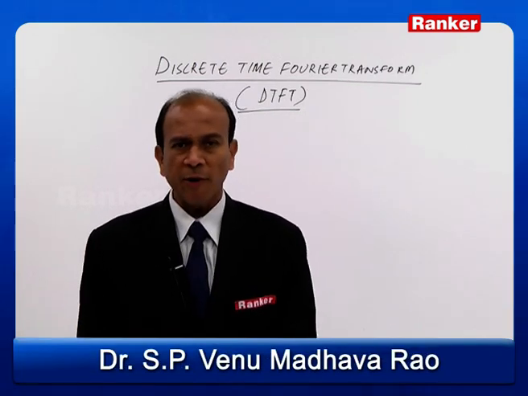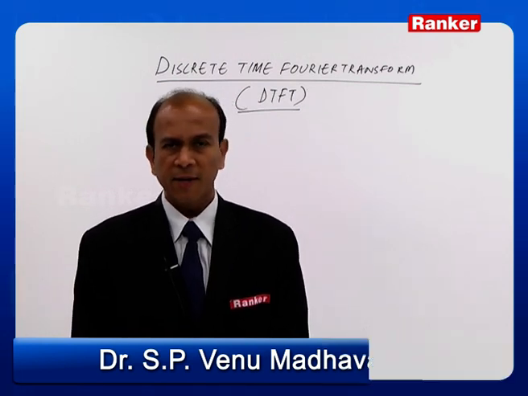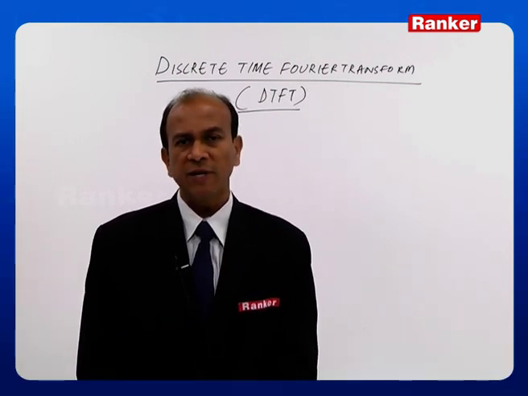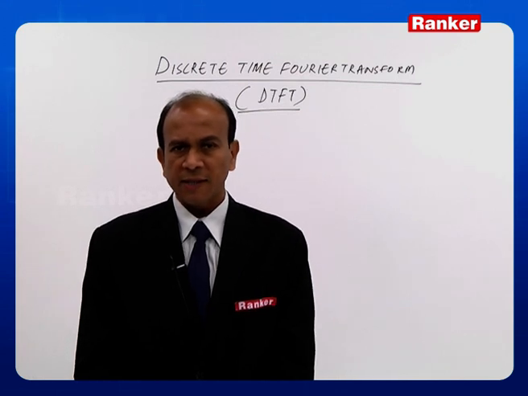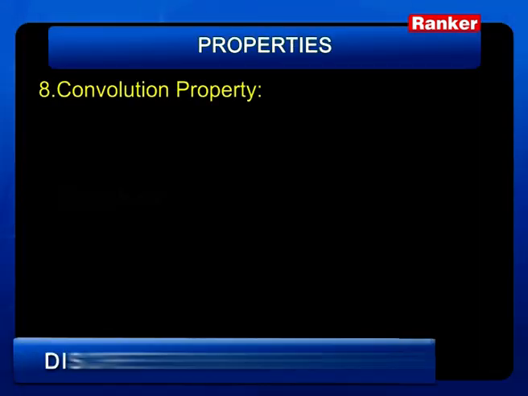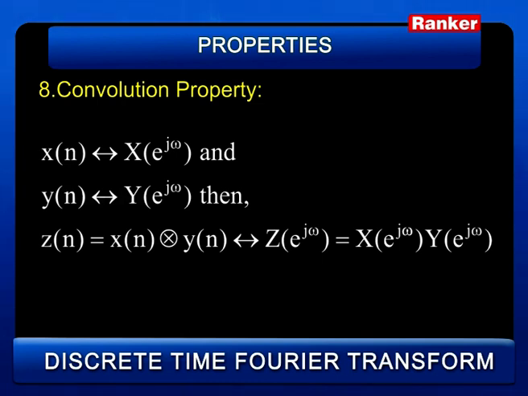Let us look at one of the most important properties of any transform. Let us look at the convolution property of the DTFT. The convolution property is as follows. Let us say x of n has a discrete time Fourier transform X of e to the power of j omega, and let us also have another signal y of n which has a discrete time Fourier transform Y of e to the power of j omega. Then z of n equal to the convolution of x of n and y of n, when I take the discrete time Fourier transform for this, it will be a multiplication, that is X of e to the power of j omega and Y of e to the power of j omega.